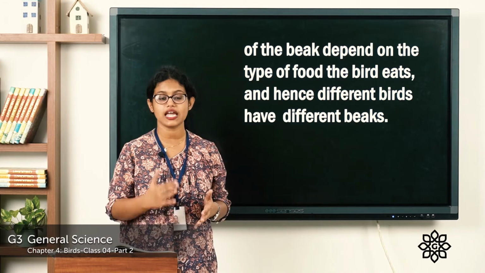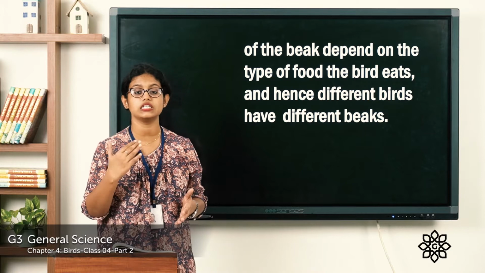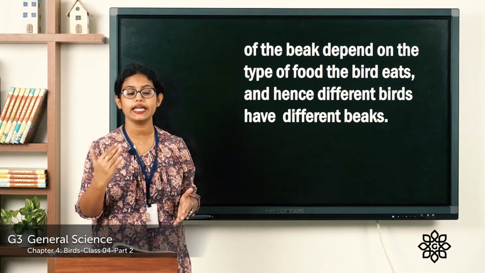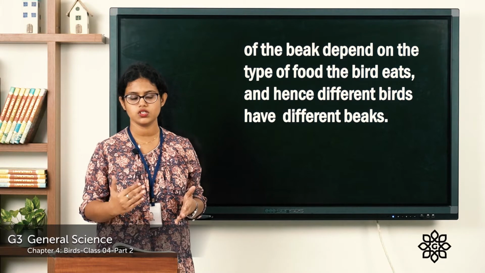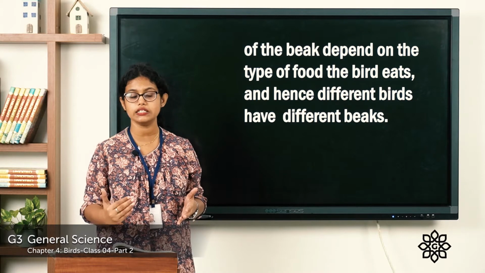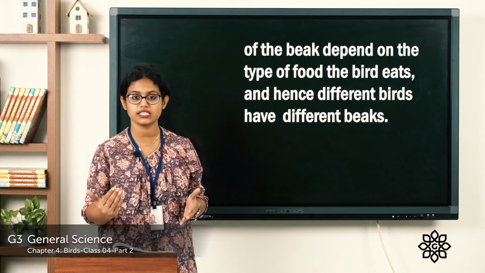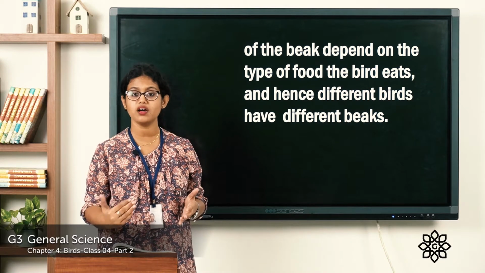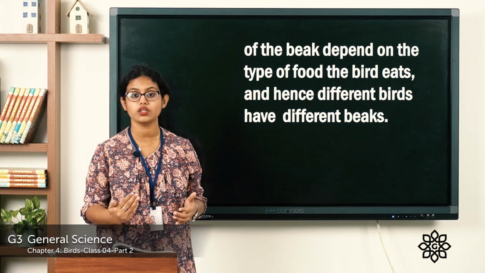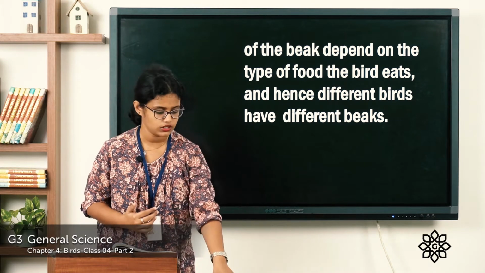So the birds have different beaks. Why? Because it depends on the food they eat. Different birds eat different types of food. So what about the beak of an eagle and beak of a parrot? Is that same? No, it differs. So likewise, different birds have different beaks, depends on the food they eat.